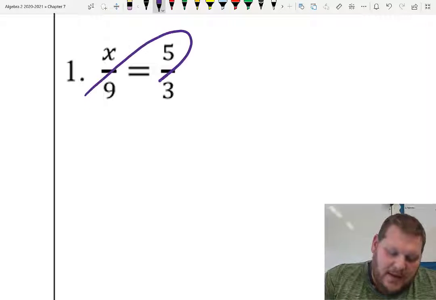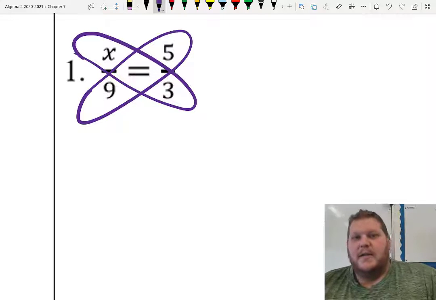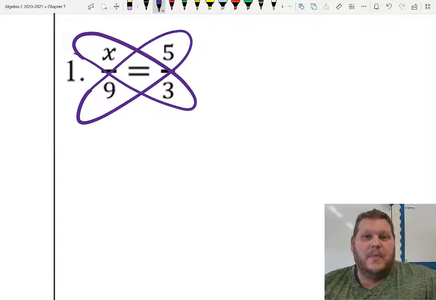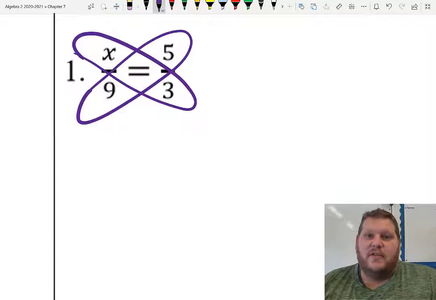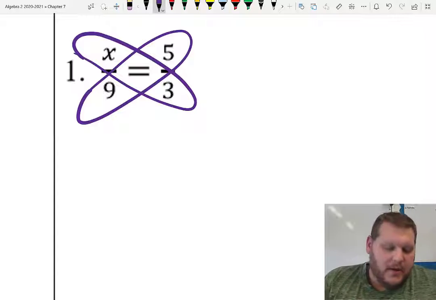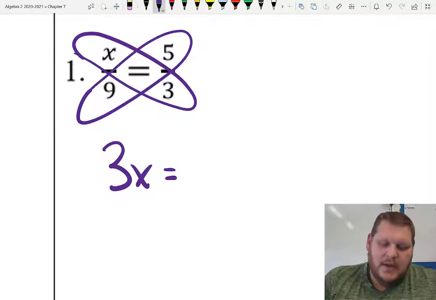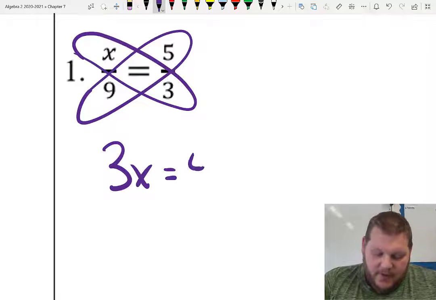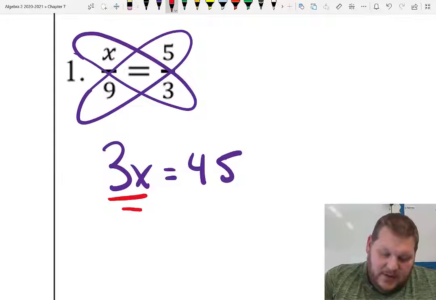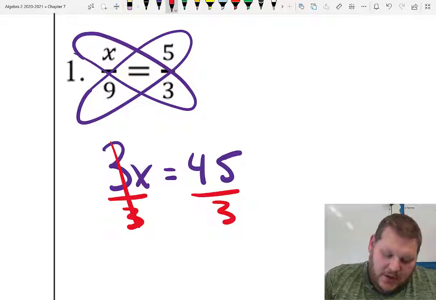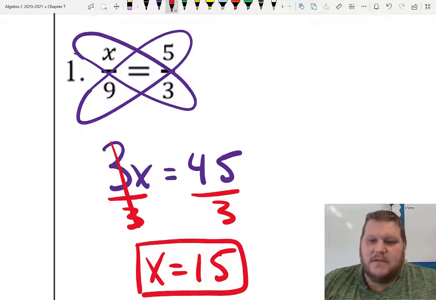just cross multiplication, where if I multiply top by the opposite bottom on both sides, I end up with an equation that doesn't have a fraction involved anymore, and I can just solve it the old-fashioned way. So here, x times 3 gives me 3x on one side, 9 times 5 gives me 45 on the other side, and then I can just divide both sides by 3 to give me 15 for my solution. Right, that's cross multiplication.